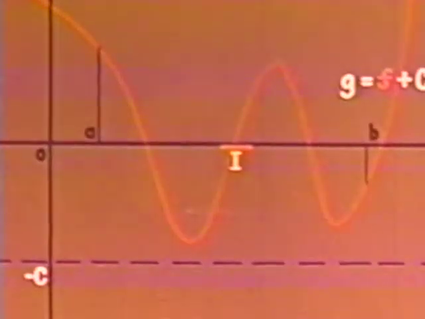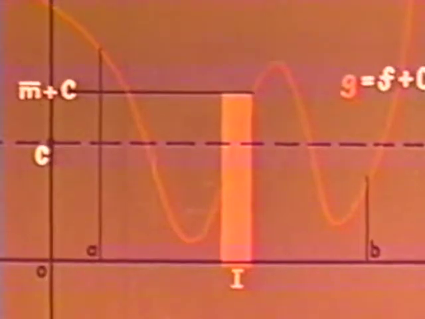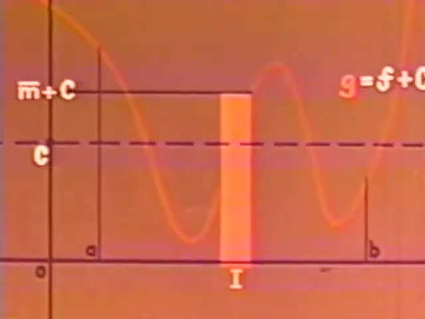Now, return to the graph of f and consider any subinterval I of AB. Let m upper bar be the least upper bound of values of f on I. In the case of g, the least upper bound of its values on I is equal to m upper bar plus c. We are now able to relate the upper and lower sums for these functions.